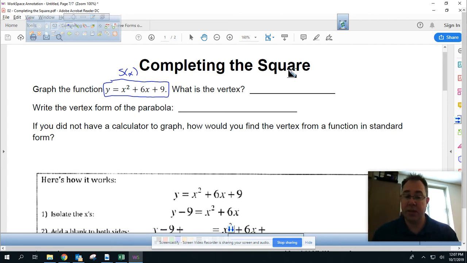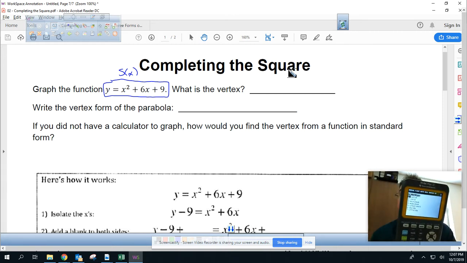All right, I'm typing in y equals x squared plus 6x plus 9. I'm going to go ahead and graph it, and when I graph it, I'm going to see the parabola. It's going to look something like this, which is what you should see. Now what you want to do is find where that vertex is. The quick way to do it, make sure you're listening, is hit second, trace. If you hit second trace, you're going to get this screen right here.